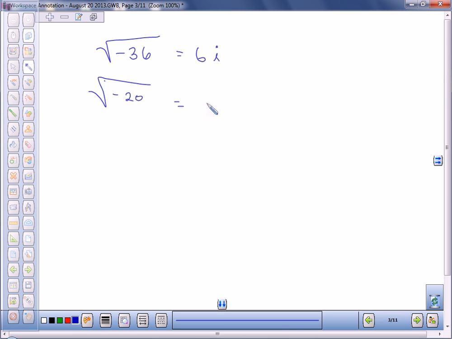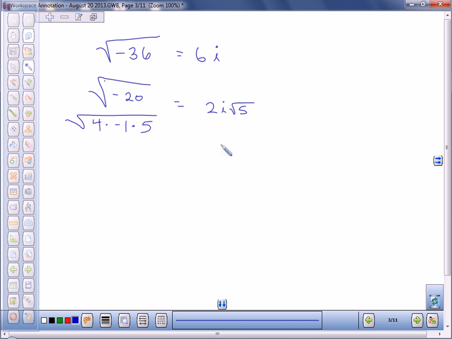2i root 5. Good. Because this is going to break down into 4 times negative 1 times 5. The square root of 4 is 2. The square root of negative 1 is represented by the imaginary unit i. And the square root of 5 we don't know, so it has to stay in the radical. Does that make sense?